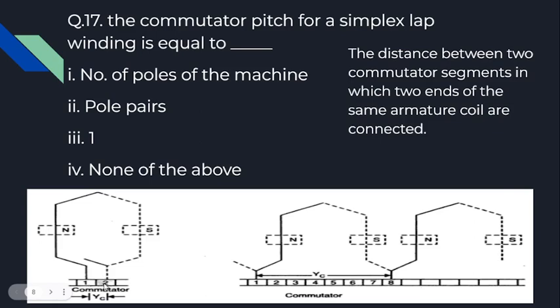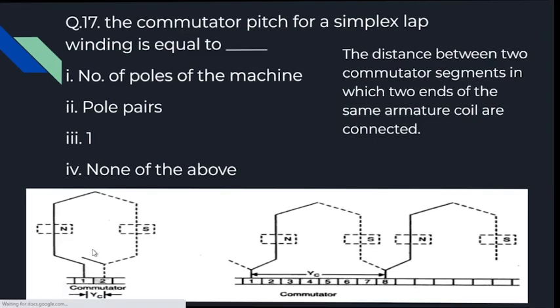So the commutator pitch is going to be 1. So this is the commutator pitch. Whereas for wave winding it is going to be more than 1. But for lap winding the commutator pitch will be equal to 1. Option 3 will be the answer for this question.